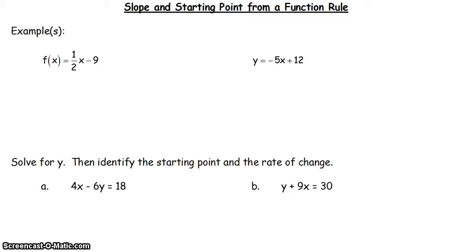The next place you'll be asked to identify slope or rate of change and starting point or y-intercept is from a function rule or from an equation. This is actually relatively simple if your equation is in function form. When directions say to put something into function form, it's asking you to solve for y.